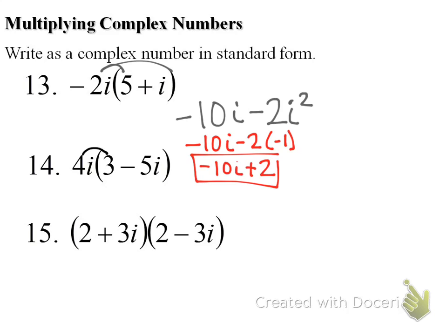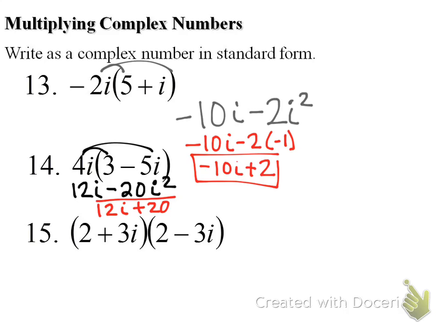All right, here's number 14. We got to distribute. What's 4i times 3? 12i, good. Minus, what's 4i times 5i? 20i squared, good. What's i squared? And what's negative 1 times negative 20? Good, so this is going to be 12i plus 20.